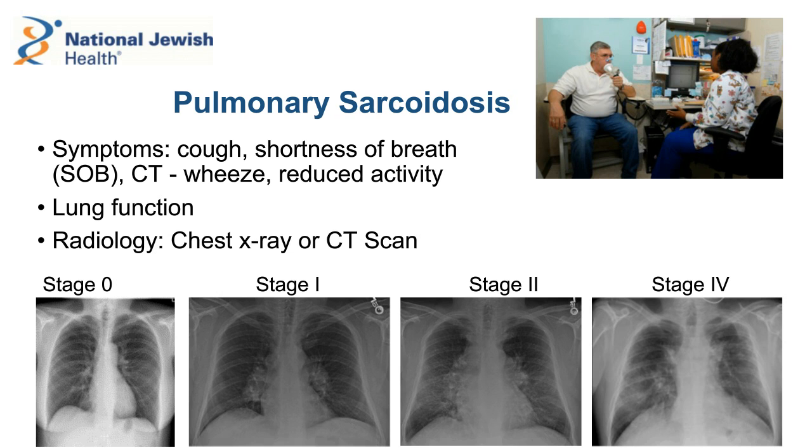Stage one is just when these lymph nodes, which are right around the middle of the chest, so those kind of fluffy areas, become enlarged. Stage two is when you have the lymph nodes and then the lungs themselves are abnormal on a chest x-ray. Stage three is the same thing as stage two, but you don't have lymph nodes. And then stage four is where you end up with scarring, fibrosis, and loss of lung volume.